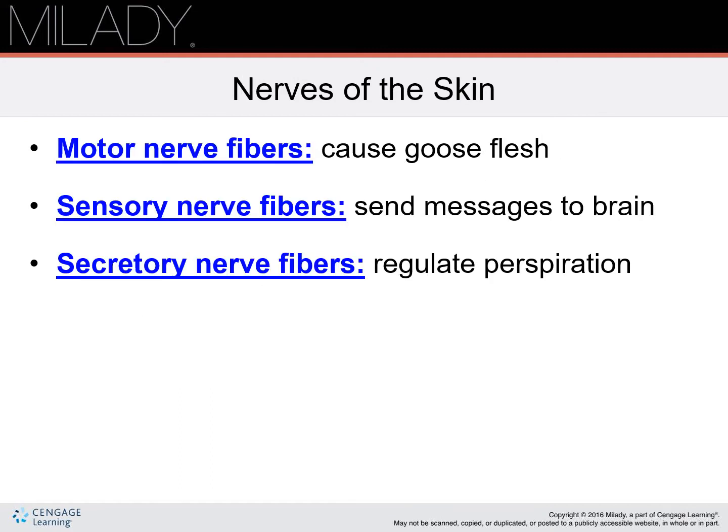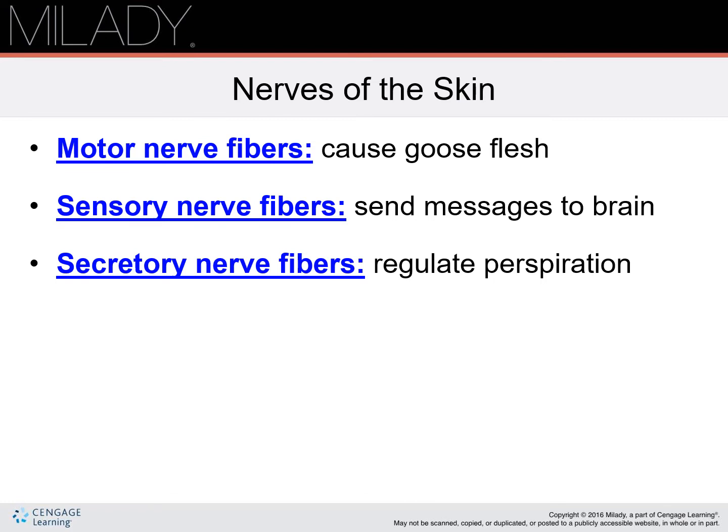Nerves of the skin. You have your motor nerve fibers. These carry impulses from the brain to the muscles. This causes goose flesh or chicken skin, goosebumps, when you get cold or when you get scared. That's an example of it when they pop up on your skin. Sensory nerve fibers. This is your reaction to cold, touch, pressure, and pain. The nerve sends these messages to the brain to let them know you're hot, you're cold, ouch, that hurt, that type of thing.